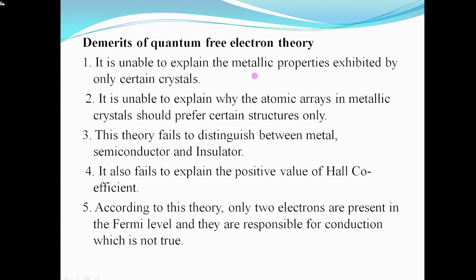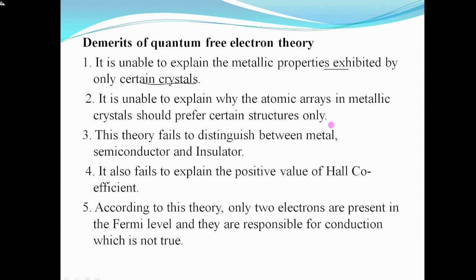It is unable to explain metallic properties exhibited by certain crystals. Few crystals are there, and for those few crystals, it cannot give metallic properties. For example, quartz crystal, calcite crystal. For them, it was unable to give metallic properties. Next, it is unable to explain why atoms in metallic crystals should prefer certain structures only. So see here, why certain metals have only certain structures, why not other structures? It cannot be explained by quantum free electron theory.